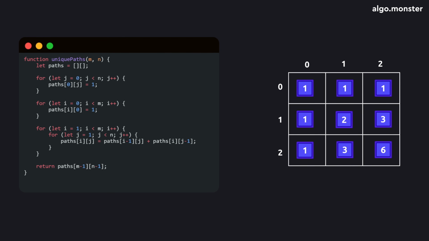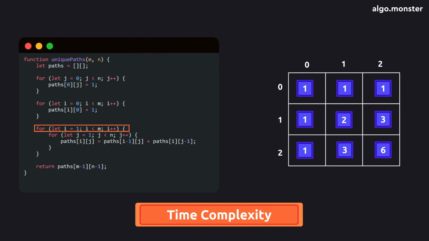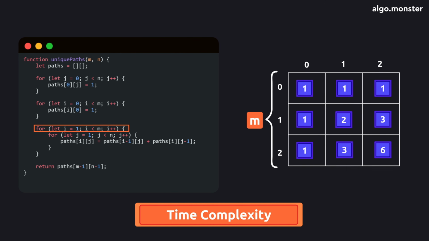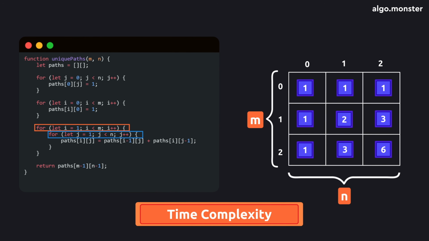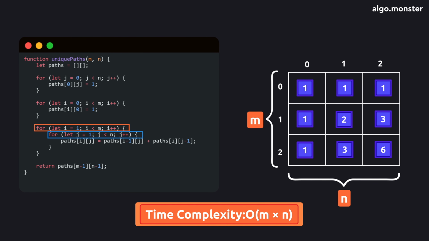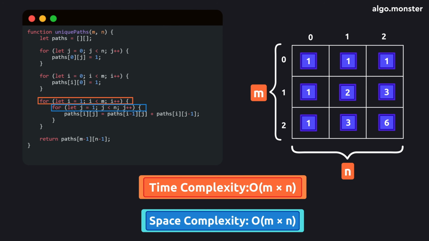Now let's evaluate the complexity of this algorithm. First, the time complexity. Here we have two nested loops. The outer loop runs m times, once for each row. Inside it, the inner loop runs n times, once for each column. Together, that gives us O of m times n, linear in the total number of cells. Now the space complexity. We create and store a table with m rows and n columns. So the space complexity is also O of m times n.